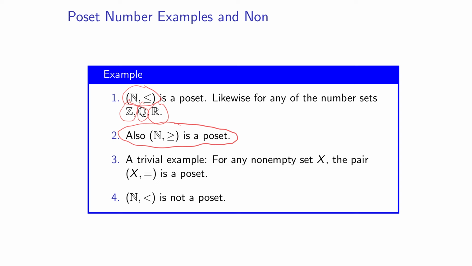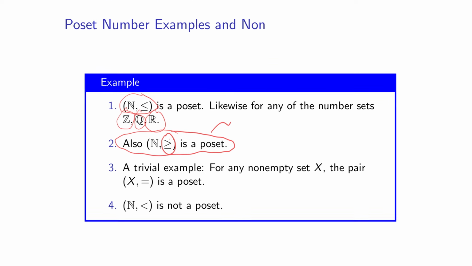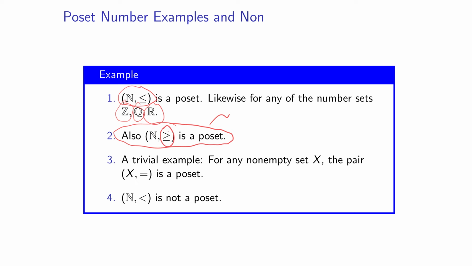Now, it's worth pointing out that the axioms of a poset don't tell you which direction the relation points in. Sure looks like it because of the curly less than or equal to symbol that we use, but really no axiom says that the relation couldn't also point in the other direction. So if you check all the axioms, the natural numbers with the greater than or equal to symbol also satisfies the poset axioms.